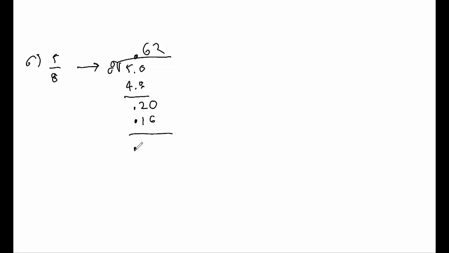Bring down the 0, 4. Add our 0. 8 goes into 40 5 times. 0.625, and so it terminates there. So we can say now that 5/8 is equal to 0.625. No need to round because it terminates.